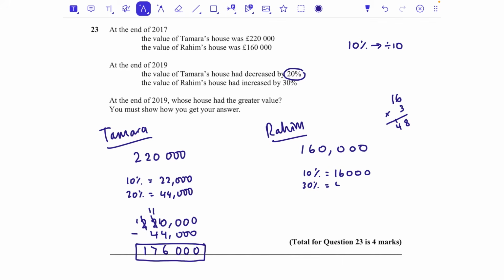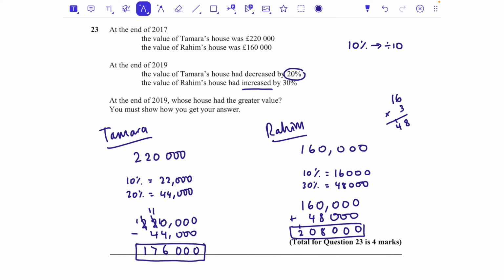So this is going to be 48,000. And his isn't going down by 48,000, it's actually increasing, going up by 48,000. So I'm going to add that on to his starting value, 160,000, add 48,000.